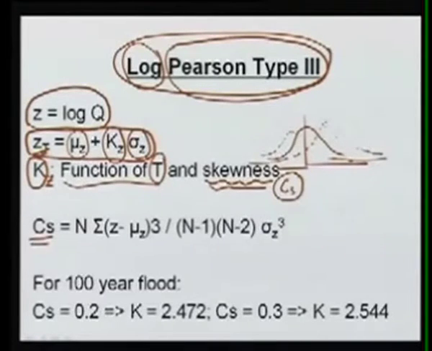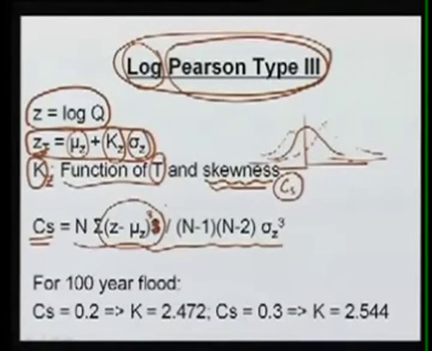The cs value is computed using this equation, where the sum of z minus mu z, cubed, will be 0 if the distribution is symmetric, because positive and negative values of the cubes will cancel each other and cs will come out to be 0, but typically it will not be. So in this case we can compute cs from the given data.